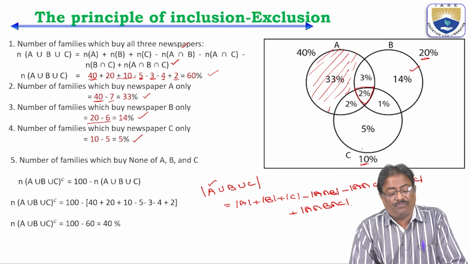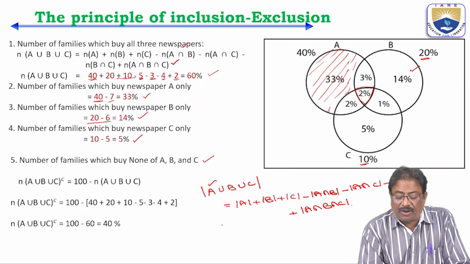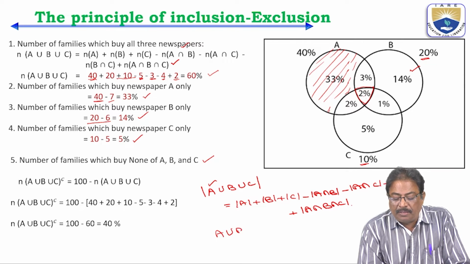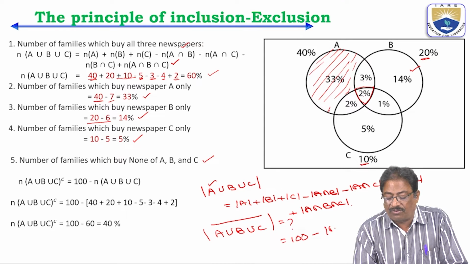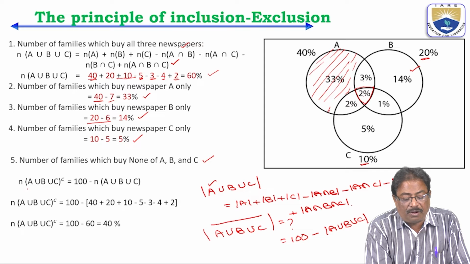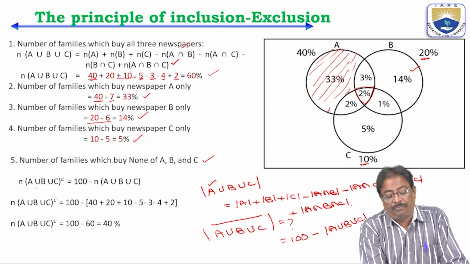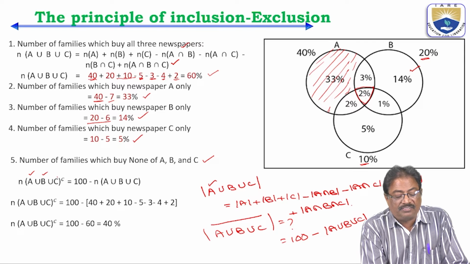Now the number of families which buy none of these. That means we have to calculate what is the complement of A union B union C. Which is nothing but the total number of families, that is 100%, minus A union B union C, that we have to calculate. See here, it is the number of families which have not studied either A, B or C papers.